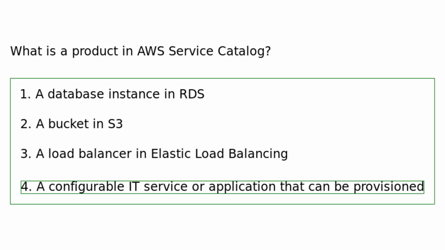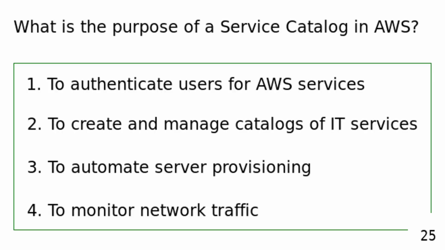A configurable IT service or application that can be provisioned. In AWS Service Catalog, a product refers to a configurable IT service or application that can be provisioned following pre-approved guidelines. What is the purpose of a service catalog in AWS? To authenticate users for AWS services. To create and manage catalogs of IT services. To automate server provisioning. To monitor network traffic.